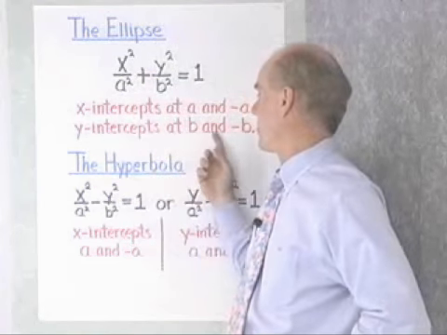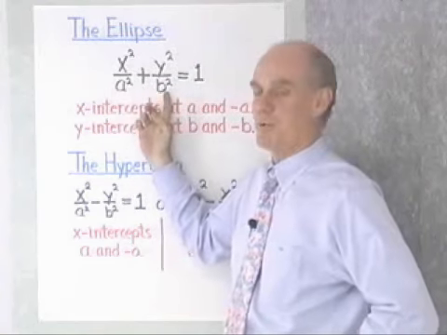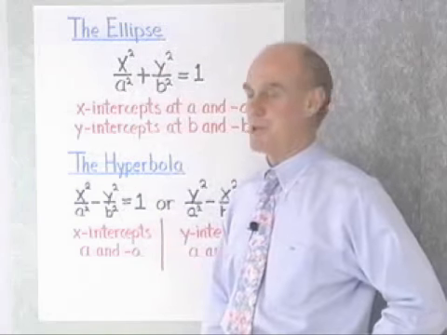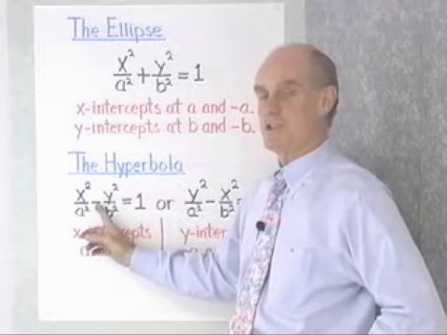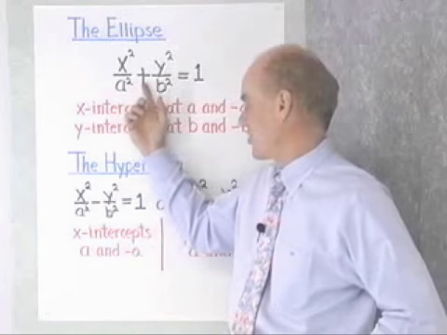The y-intercepts occur at b and negative b because when I let x be equal to 0 and solve the resulting equation for y, as you'll see when we do an example, y comes out to be plus or minus b. Now, an ellipse and a hyperbola have similar equations. The only difference is this subtraction sign here for the hyperbola, whereas an ellipse has an addition sign.